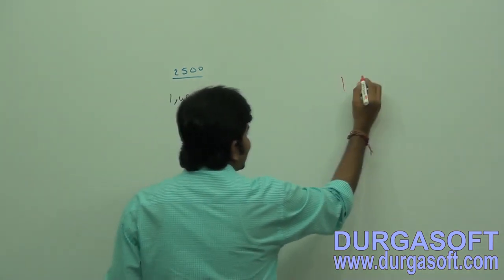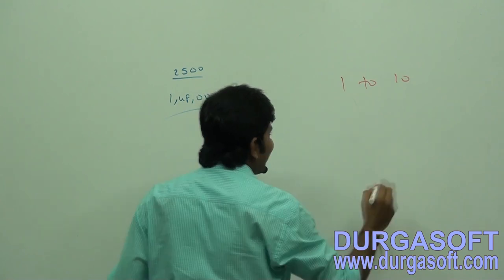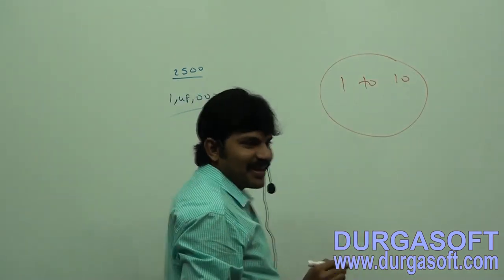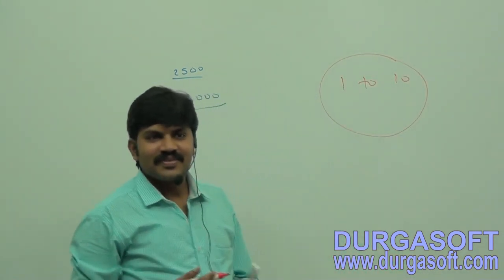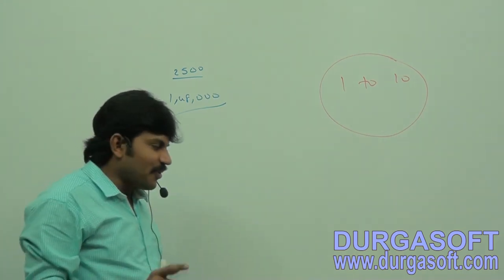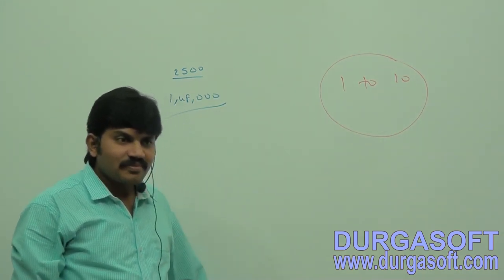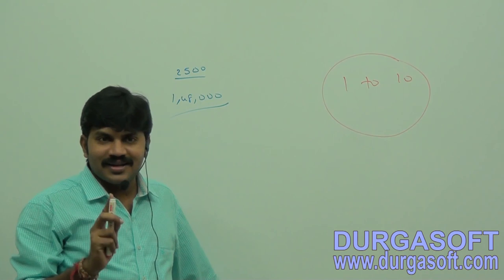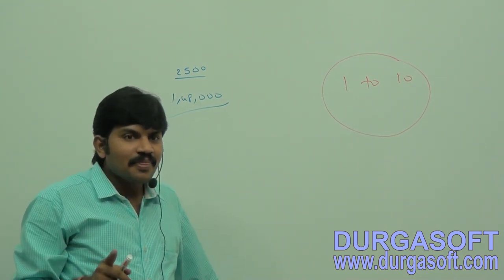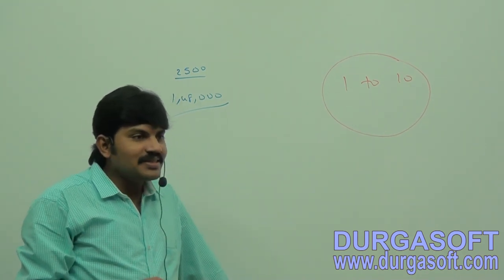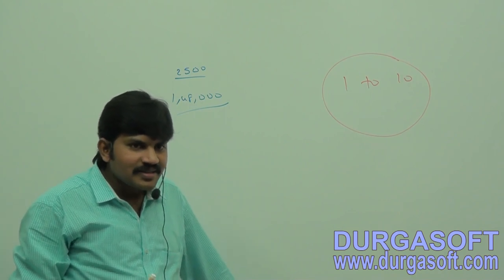1 to 10. Among these, which is the min priority, which is the max priority? Don't get confused. One is? Max. 10 is?